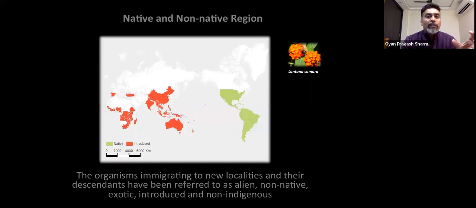And when we are talking about native and non-native regions, if we talk about, for example, Lantana camara, this is the region in North America, this is the region in South America, and this is the tropical Mexican part. These are the native areas where Lantana camara exists, and these are the non-native regions where Lantana is acting as an intruder in the nature system, right? So it has come over from this particular place to this particular place.